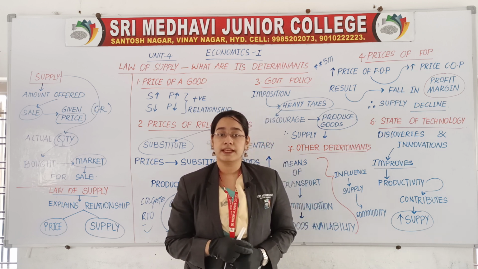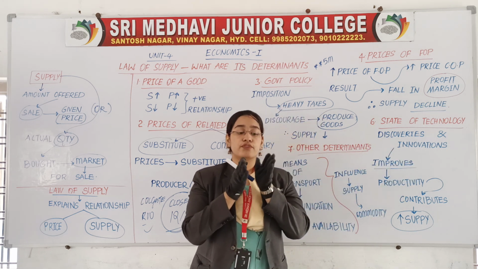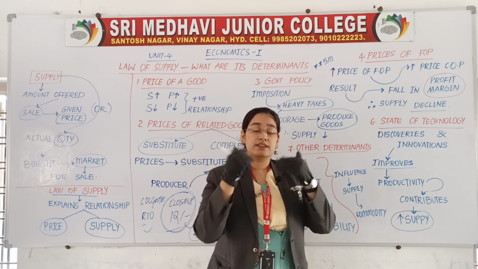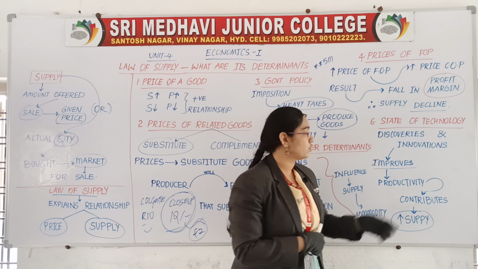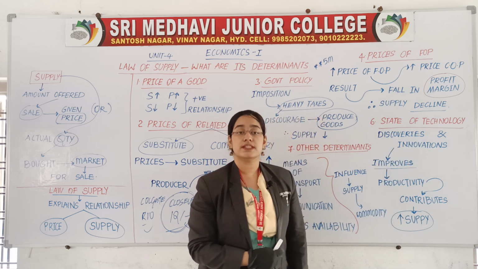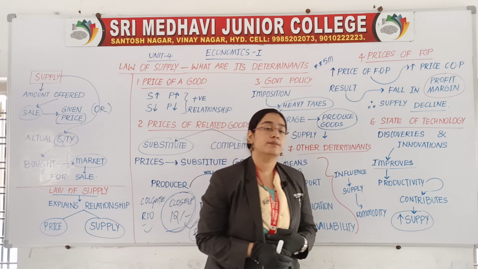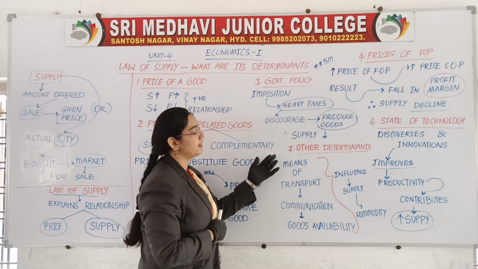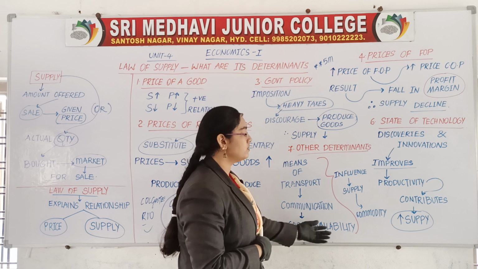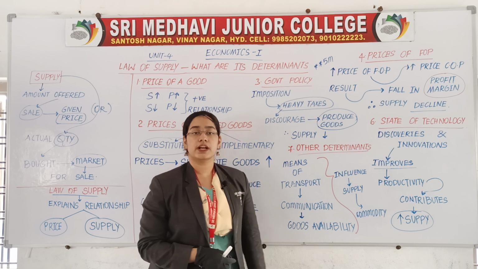So what is happening here? Because of discoveries and innovations, in place of 10 kgs, you are producing 20 kgs. That means your productivity is increased. How? Because of discoveries and innovations, there is an improvement in productivity. Obviously, when you produce more, the supply will also be more. Then coming to the last and final, other determinants: means of transport, communication, and goods availability will also influence the supply of a commodity.